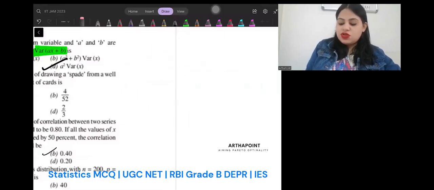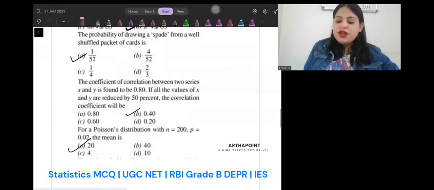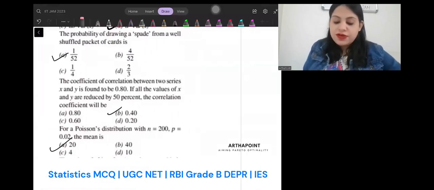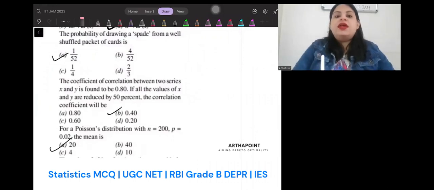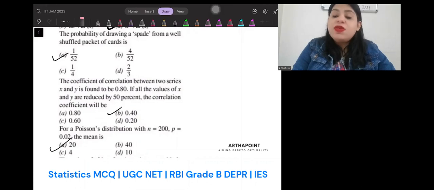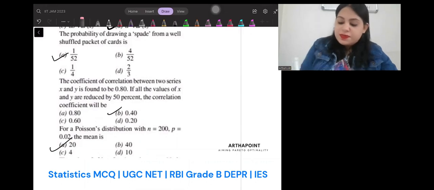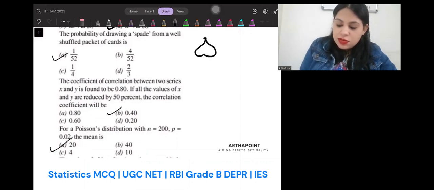Okay, beta, come to the next question. The probability of drawing a spade from a well-shuffled pack of cards is. So you have to go ahead and draw a spade. Beta, what is a spade? Any idea? So when you talk about cards, a spade looks like this. I may not be able to draw it very nicely. I'm not that good in drawing. Something like this. It looks like this. This is a spade.